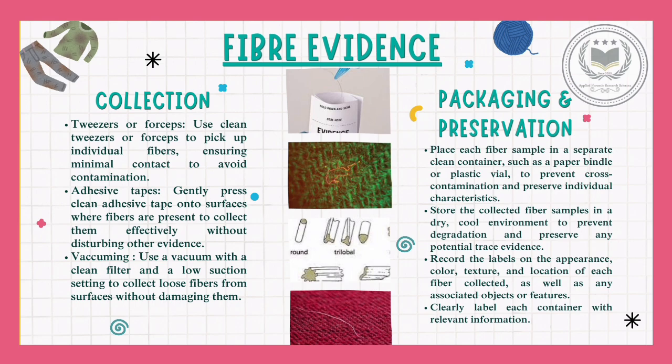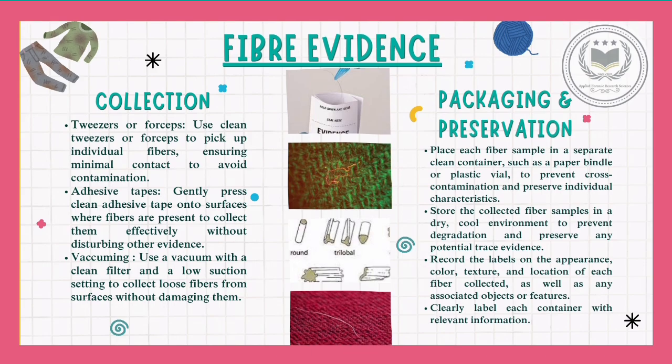For packaging and preservation of fiber evidence, similar rules are followed, like placing each fiber in separate and dry containers such as paper envelopes or plastic vials to prevent the cross contamination, and sealing and labeling the containers with general details like appearance of the fiber, its color and texture, along with the important details like case number, location where the evidence was found, etc.